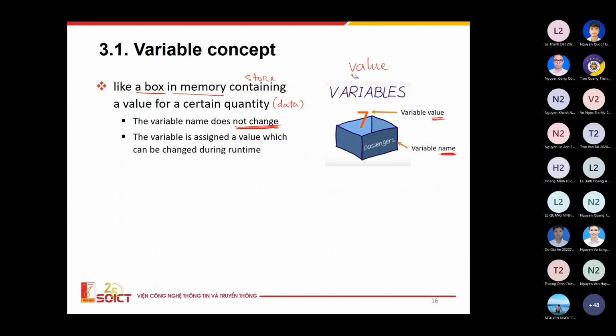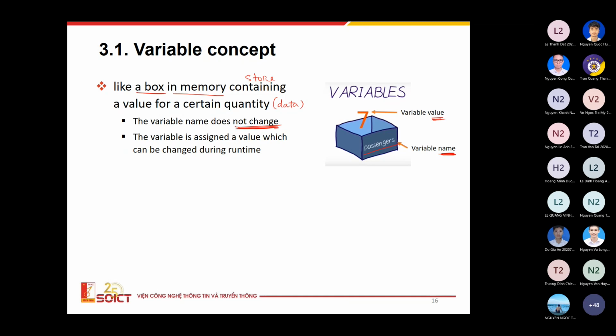Okay, for example, in this illustration, you see that I have a memory box. I have a variable named passenger, and I store the value 7 into this box. And how do you imagine this box in the memory? Okay. For the first concept, you understand about variable. Okay, it is a box in the memory to store data. The name is not changed, but you can change the value in the box. So we call it variable.